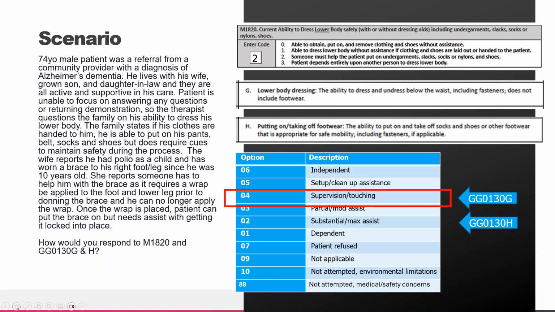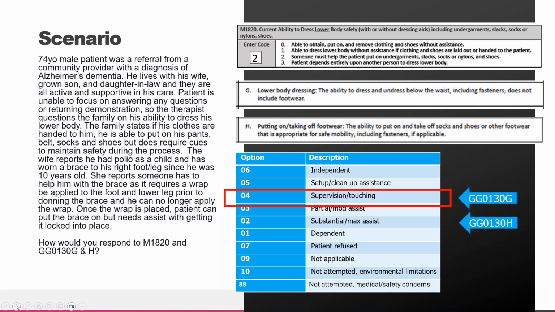M1820, well, he has to have assistance, even if it's cueing, and remember, that's still assistance, so that's going to be a 2. When we look at his lower body dressing, they say that he can do it with some cueing if they hand it to him. So I'm going with a 4 on that, not just set up, because he has to have that cueing. So 4 on my lower body dressing.